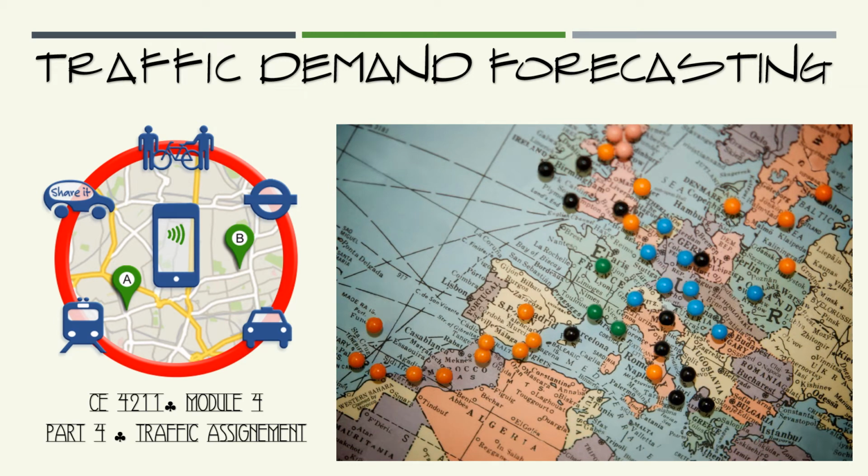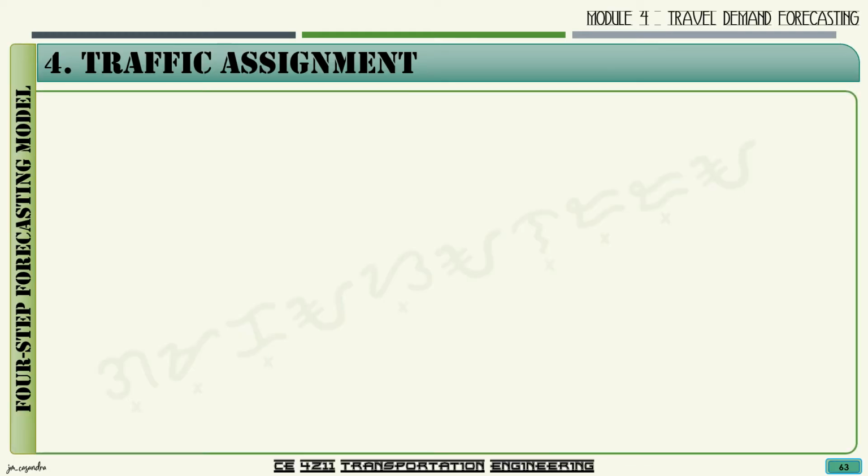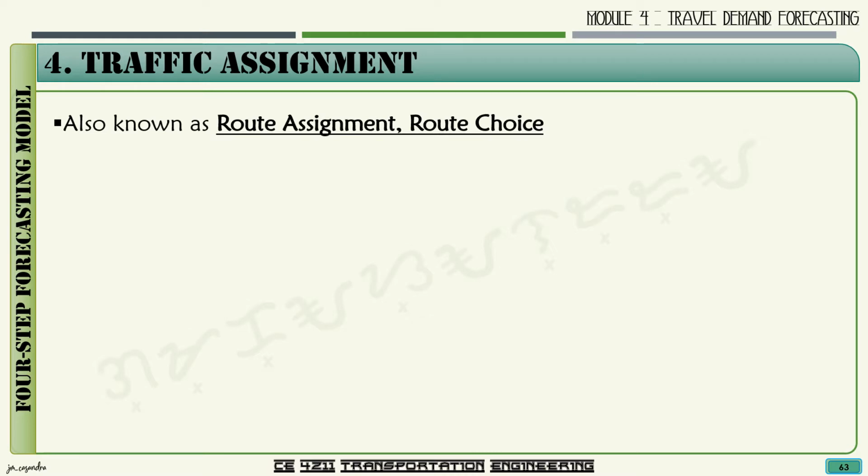Good day to everyone. In this lecture, we're going to discuss the last step under the four-step forecasting model, which is traffic or the route assignment. The traffic assignment, also known as the route assignment or the route choice, is basically the last step in which we determine which route is the best to be used by our trip makers. This assigns the precise traffic flow to specific routes.